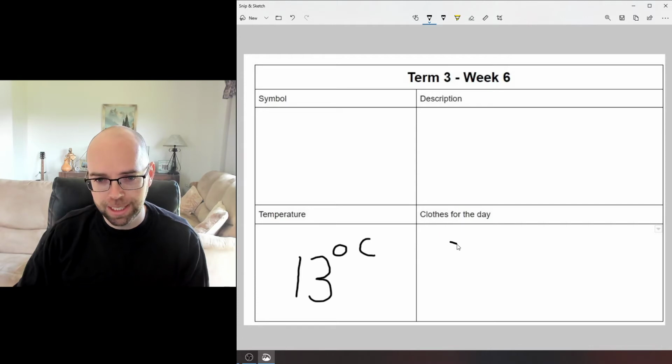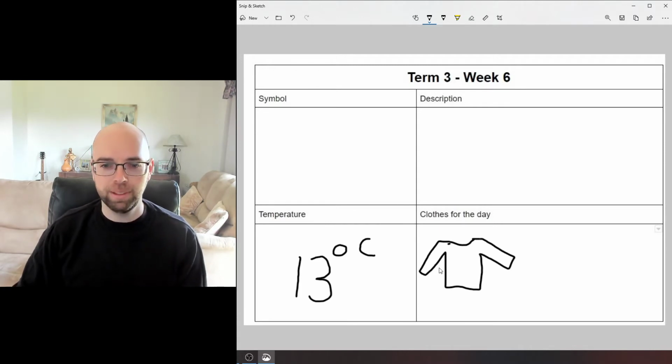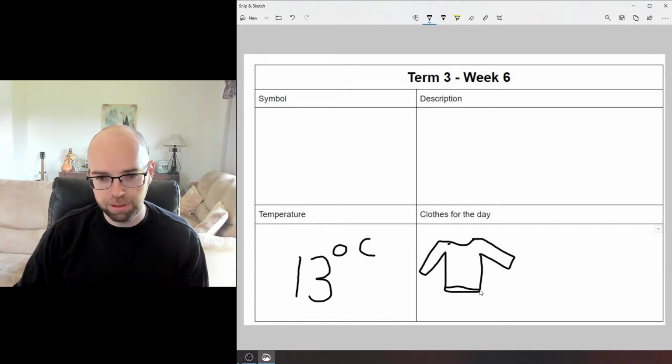So let's see here. I'll draw a little bit of a long sleeve jumper and drawing clothes is a little bit tricky, so if you get a bit stuck, don't worry. Just do the best you can. There's my jumper. Okay, long sleeve jumper there. Might add a little bit of extra there and make these sleeves a little bit warmer. There we go. There's my long sleeve jumper. All right, and should I wear shorts today?